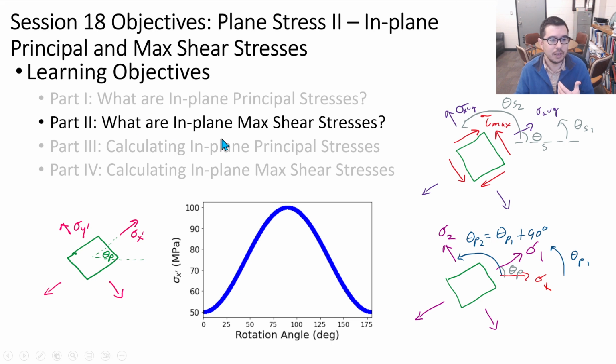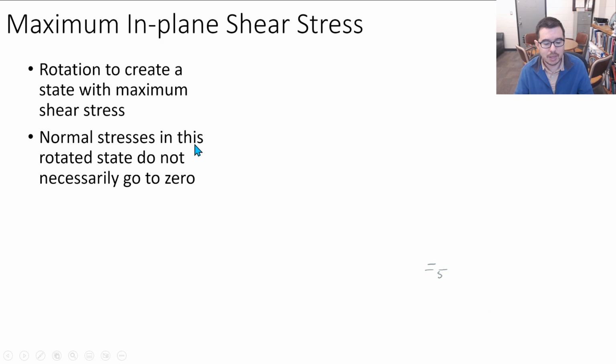Okay, we're talking again about planar stresses, and we're talking about shear stresses, and we're talking about the maximum shear stresses associated with an orientation of an element in that plane. So what are we talking about, or what is a state, or what is a depiction or orientation associated with having a maximum in-plane shear stress?